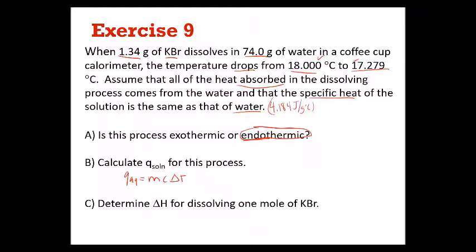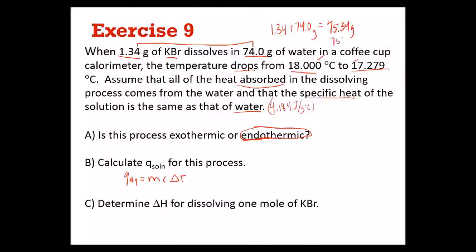Now remember, the mass isn't just the mass of the water or the mass of the solute. It's actually the combined mass of both. So you would need to add these two together first. Okay, add those two together. We need the combined mass. Uh-oh, I did that wrong. I'm getting 75.34 grams. Did you get that?